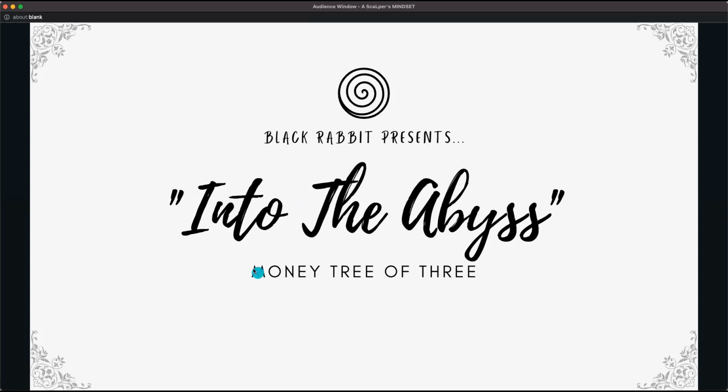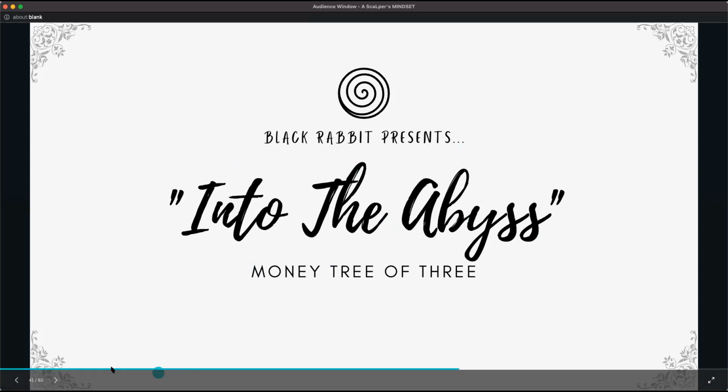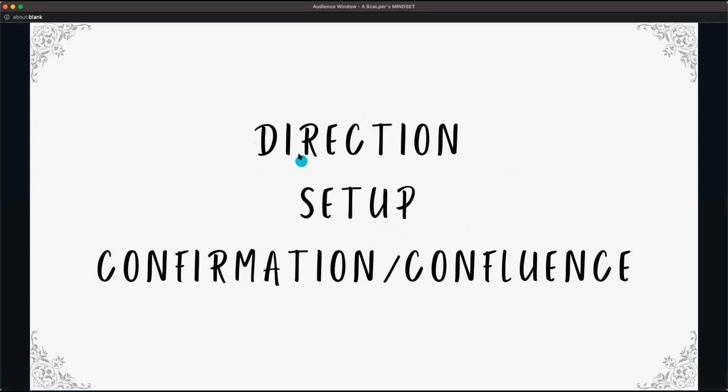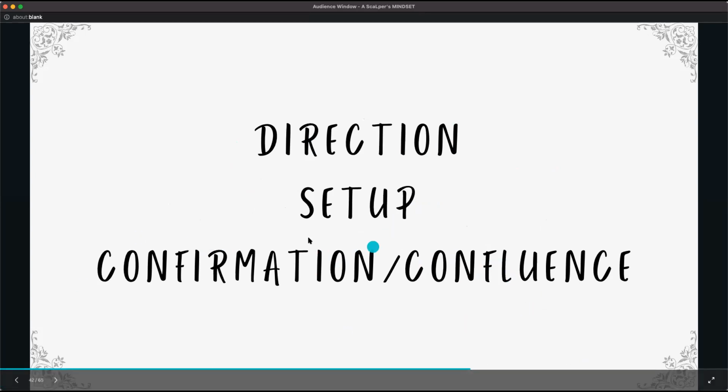In this one, we're going to be talking about the money tree of 3, which is basically the 3 categories that you need before you even take a trade. Okay, so let's get right into it. The money tree of 3 stands for direction, setup, confirmation, and confluence. First we need to establish a direction, then we need to find our setup, and then we can use confirmation and confluence.